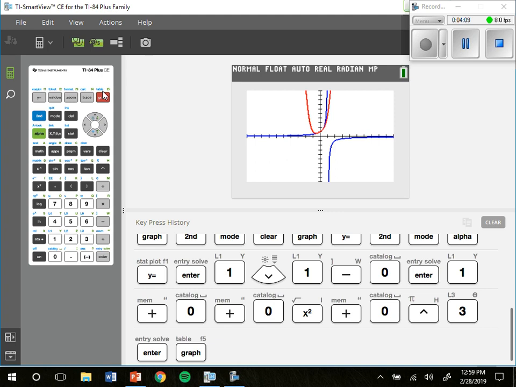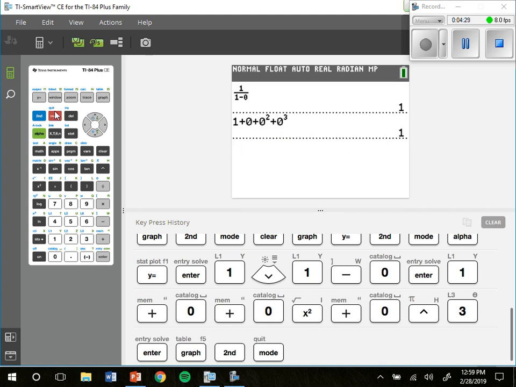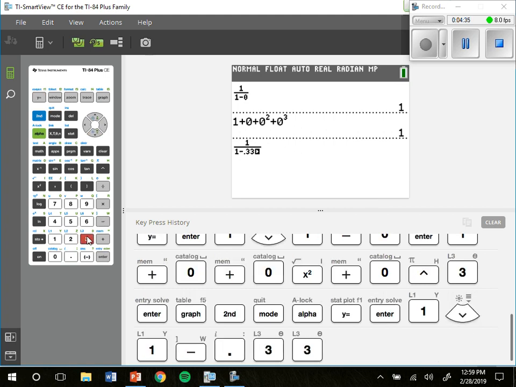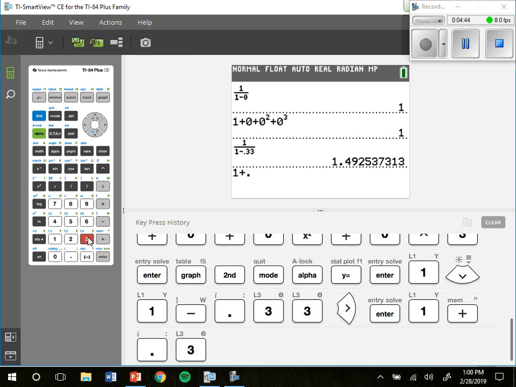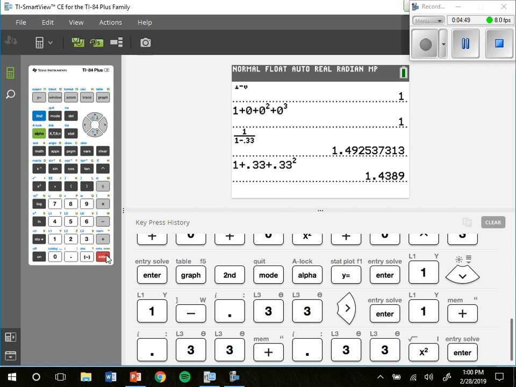So let's pick a number in our interval of convergence, but not 0. Let's do something more interesting. 0.33. So let's not even do a 1 decimal number. Let's do 0.33. So if I do y equals 1 over 1 minus 0.33, that's what I get. If I do 1 plus 0.33 plus 0.33 squared, I have to get pretty close to that.